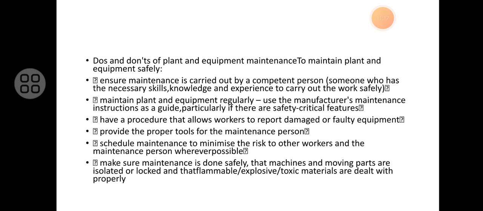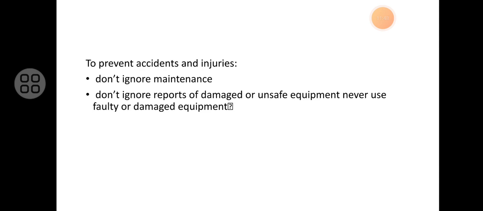Provide the proper tools for the maintenance person. Schedule maintenance to minimize the risk to other workers and the maintenance person wherever possible. Make sure the maintenance is done safely, that machines with moving parts are isolated or locked, and that flammable, explosive and toxic materials are dealt with properly. To prevent accidental injuries, don't ignore maintenance. Do not ignore reports of damage or unsafe equipment. Never use faulty or damaged equipment.